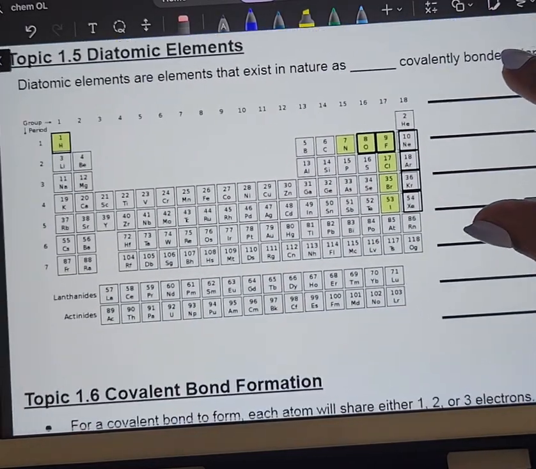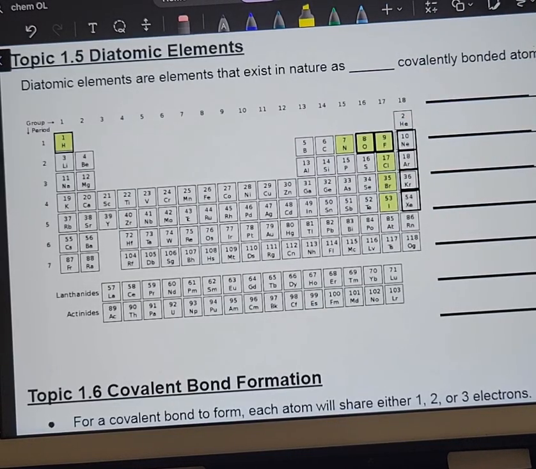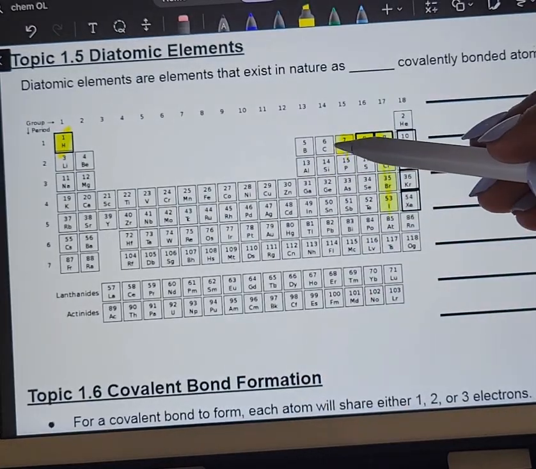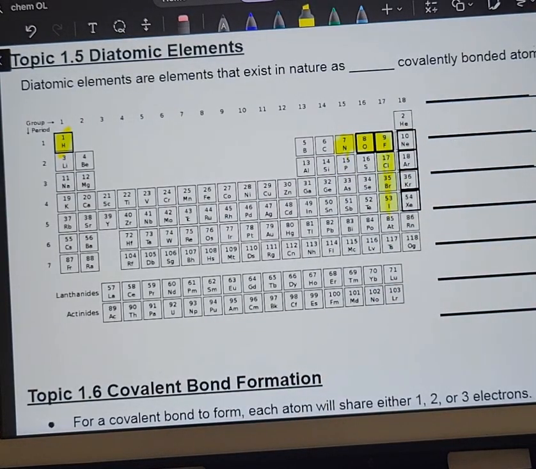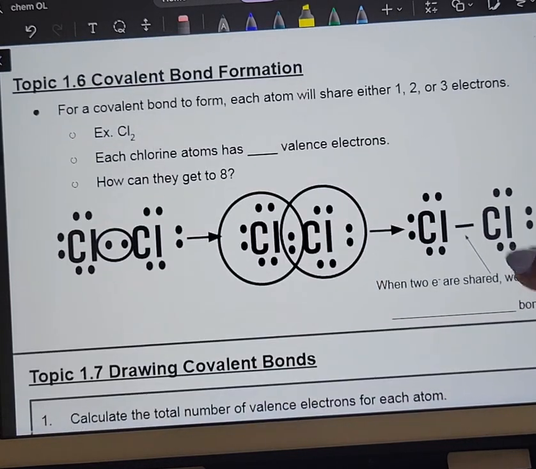So this is a review of what we learned previously. On the coloring of the periodic table, we said some of the elements will exist as two. They are called diatomic. And we colored the periodic table. These are those 7 elements. Those always exist as two atoms. They always exist by forming a covalently bonded molecule. Now I'm going to show you how to draw the covalent bond.